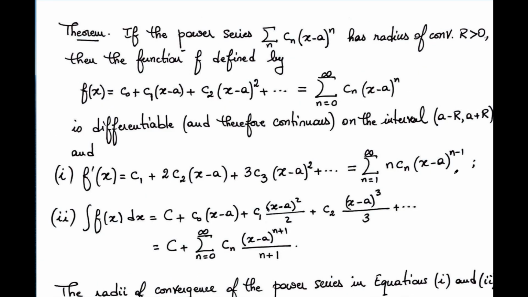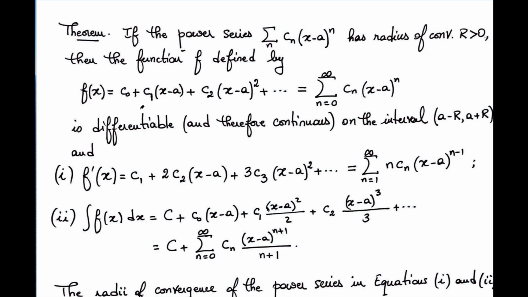The next theorem, which we will not prove, is going to tell us that we can do so by differentiating or integrating each individual term in the series, just as we would do for a polynomial. Okay, this is called term-by-term differentiation and integration. Let's read the theorem. It goes like this. If the power series sigma n c_n x minus a to power n, so this is centered at a, has radius of convergence r, that's positive, then the function defined by the power series is differentiable and hence continuous on the interval centered at a having radius r, right? So a minus r to a plus r.